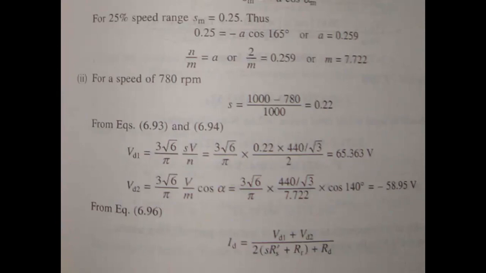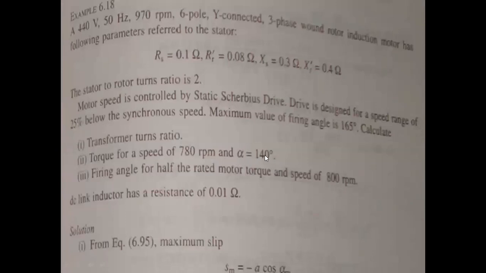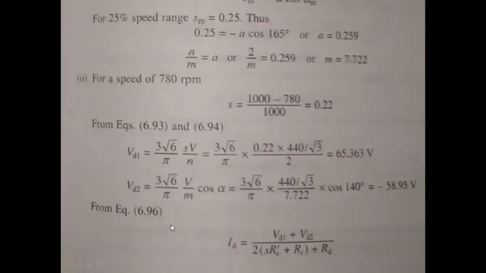So 3 into root 6 by pi into S 0.22 into V, here we are taking 440 by root 3, per phase we have to take, not line. And again VD2 is 3 into root 6 by pi, V is 440 by root 3, by M is 7.722, into cos alpha. Alpha is given as 140 degrees. Okay, cos 140 degrees. That is VD1 is 65.363 and VD2 is minus 58.95. No need to take any plus or minuses, we take only the values.